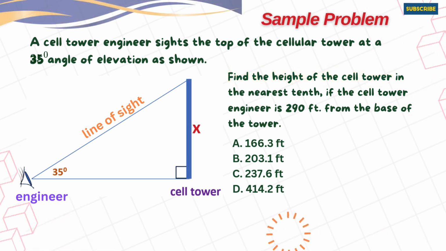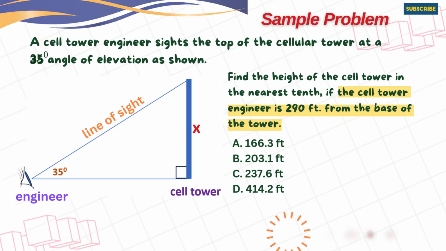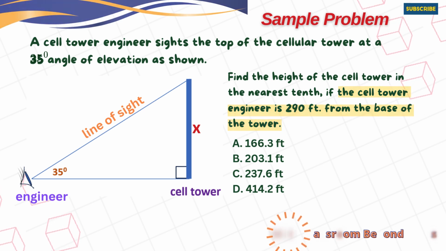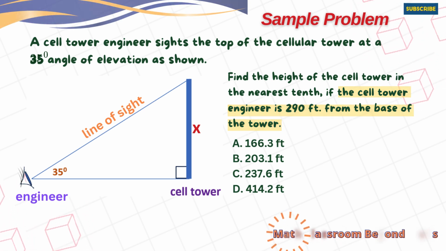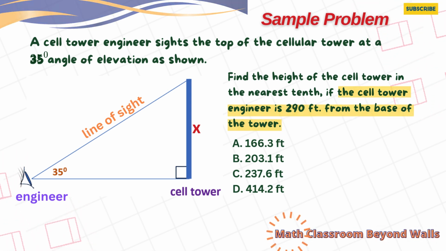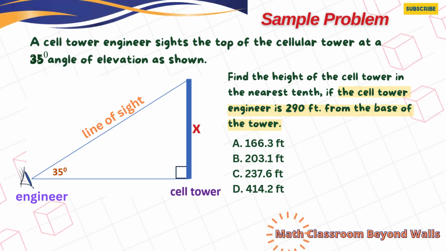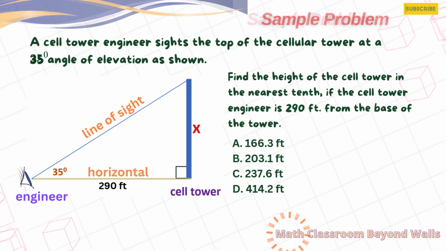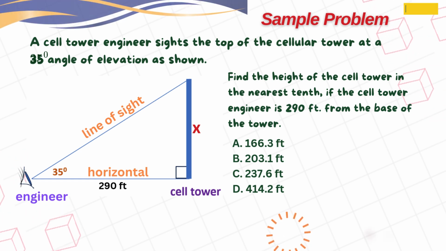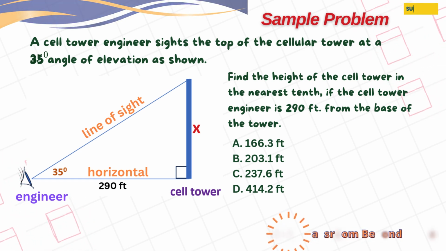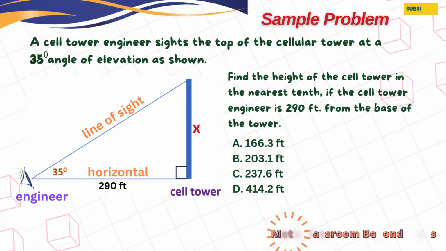Then it further says, the cell tower engineer is 290 feet from the base of the tower. We will label this on the figure as the horizontal and the 290 feet that is given. There you are, learners. Everything that are given on the problem are now reflected on the figure. We can now analyze the problem easily.